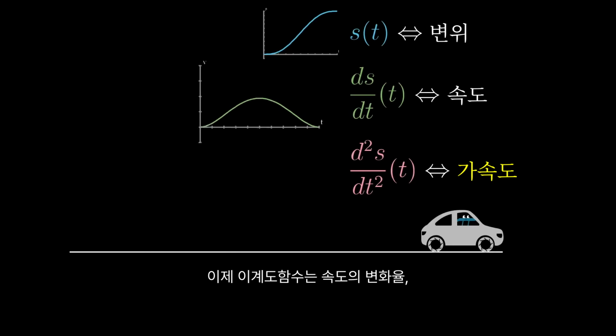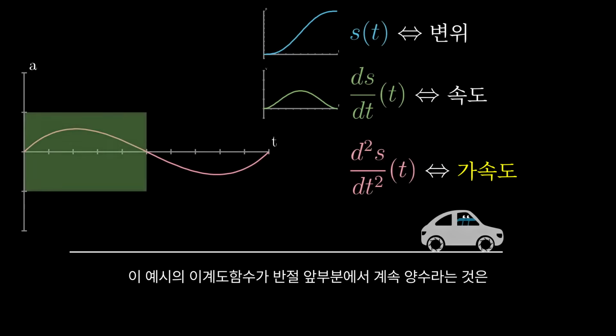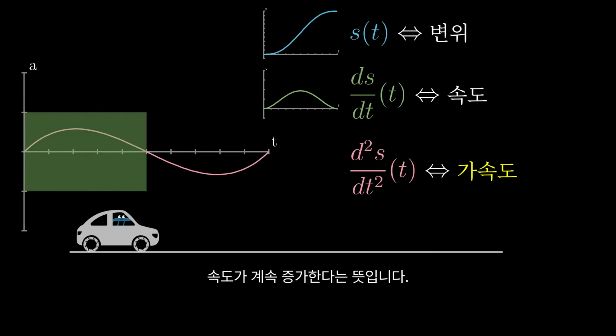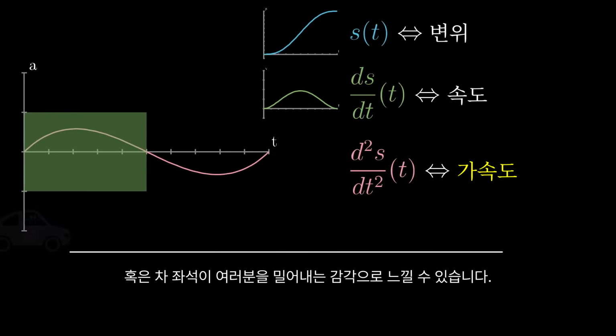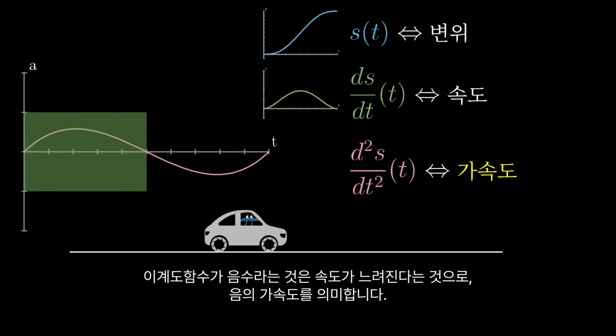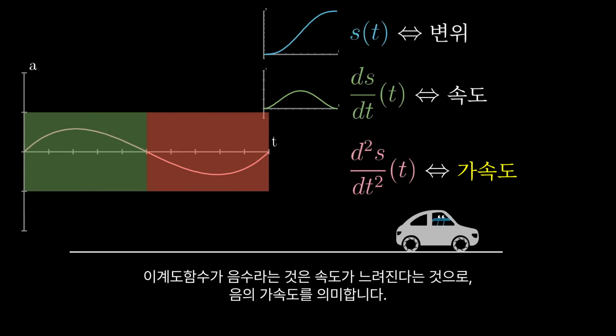So the second derivative tells you the rate of change for the velocity, which is the acceleration at each point in time. In this example, the second derivative is positive for the first half of the journey, which indicates speeding up. That's the sensation of being pushed back into your car seat, or rather having the car seat push you forward. A negative second derivative indicates slowing down, negative acceleration.